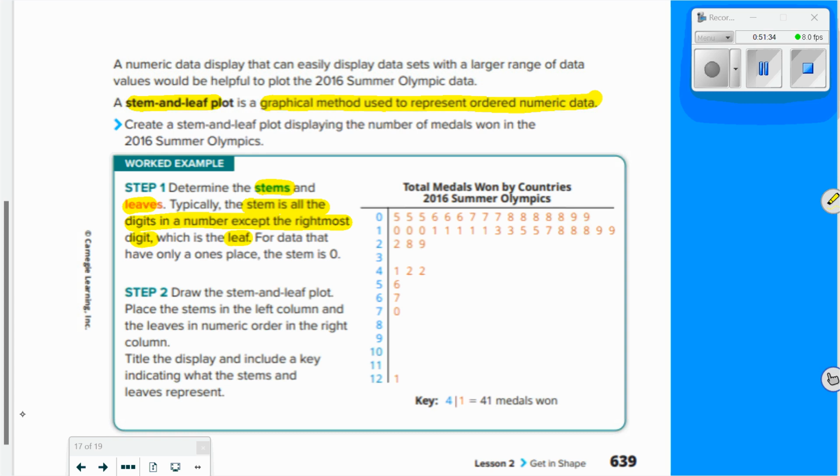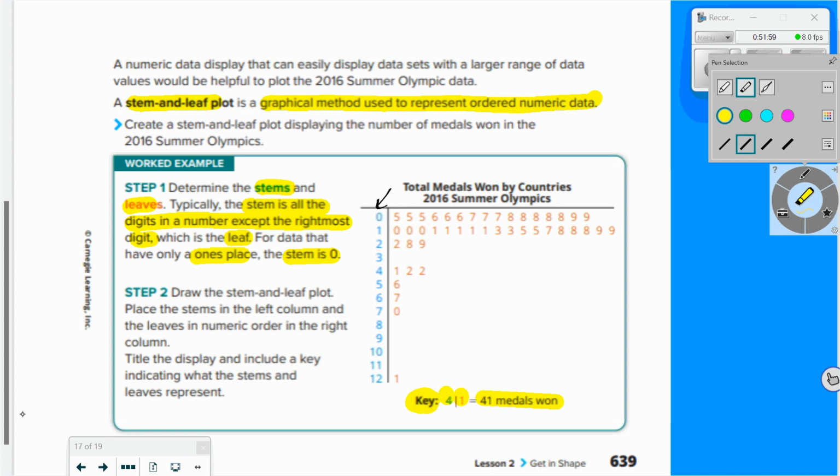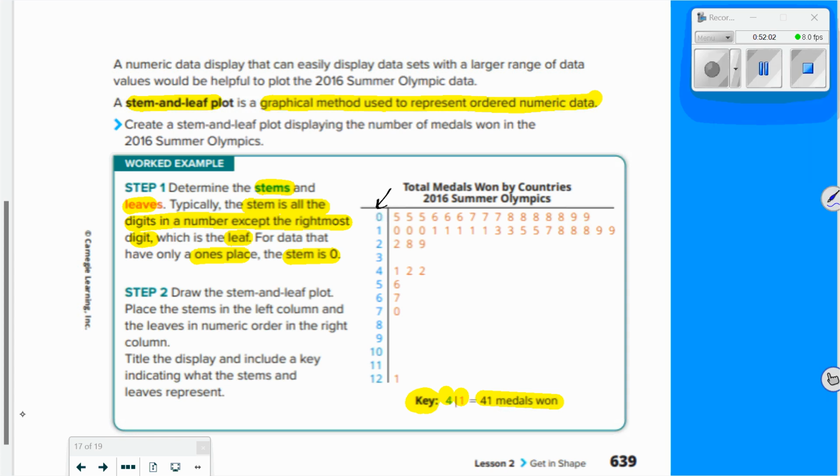Okay? So for data that have only a ones place, the stem would be 0. So in this case, and your key is always going to help you on this, it's going to show you what your stem and what your leaf is. So the parts that are to the left of the bar, this is your stems. That's the stem. That's the stem. All the little numbers, these are your leaves.